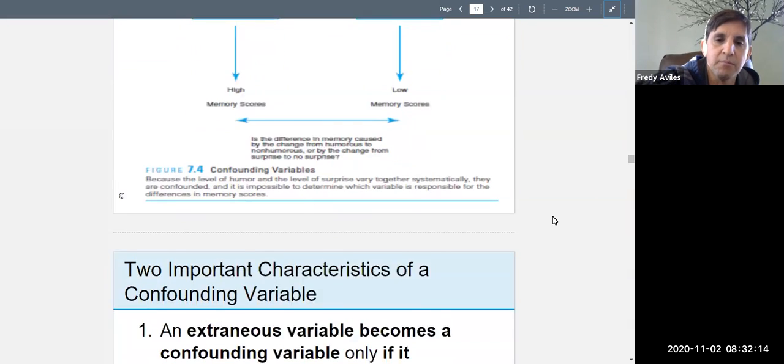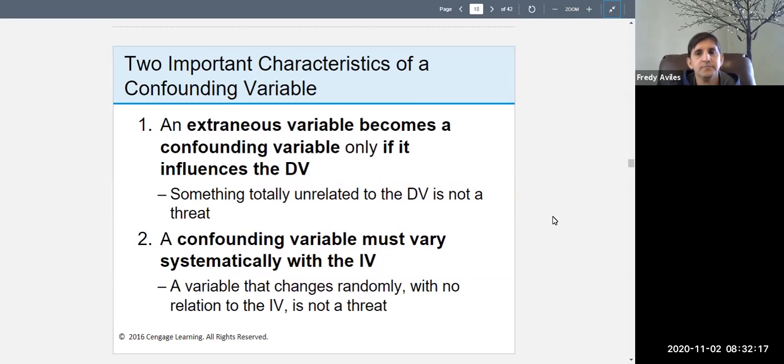So how do we solve that problem? We'll talk about that. So an extraneous variable becomes a confounding variable only if it influences the dependent variable. So an extra variable, something else, is a problem only if it influences the outcome of the experiment. Only then is it a potential confound. Something totally unrelated is not a threat. Something else that doesn't affect memory is not a threat. So maybe the color shirt you're wearing probably does not affect your memory, because that's not what you're being asked about.